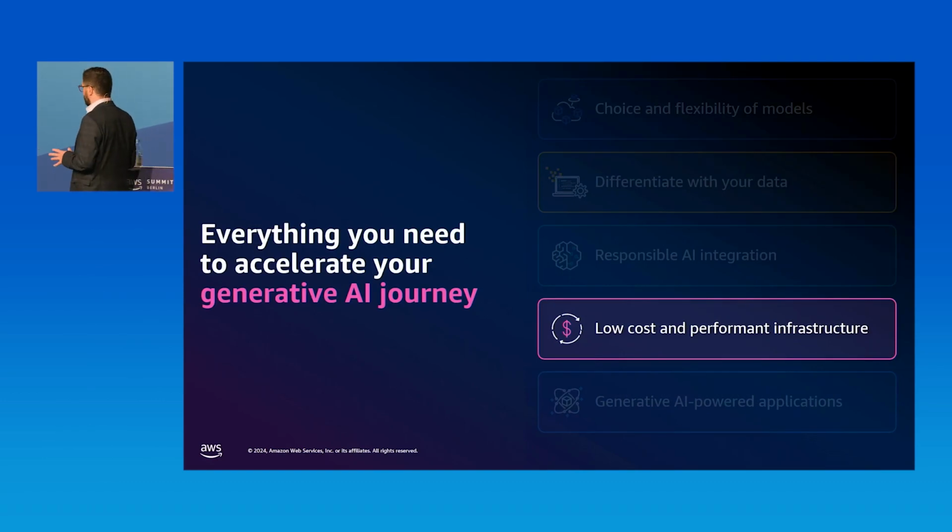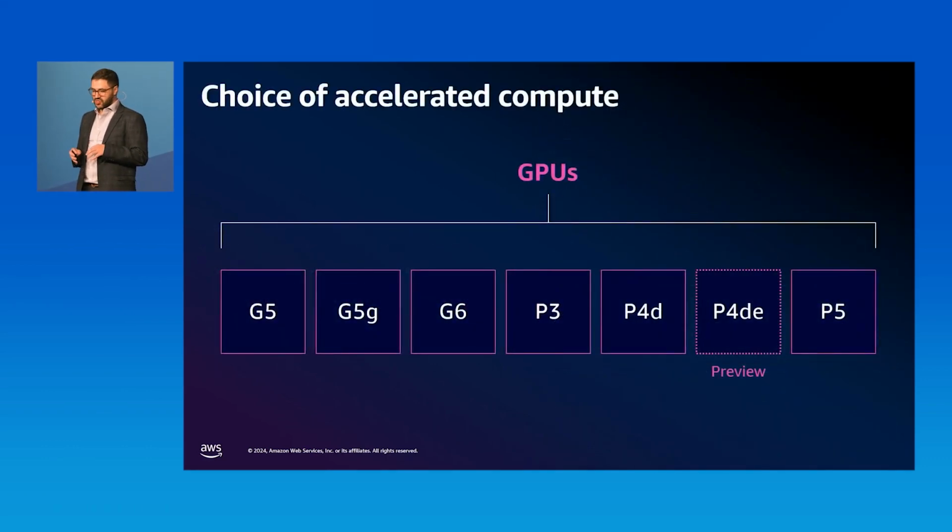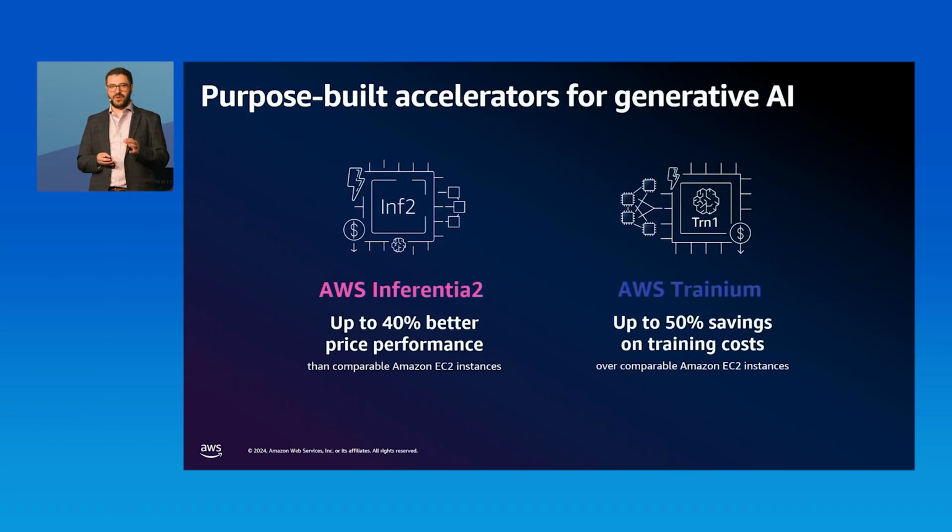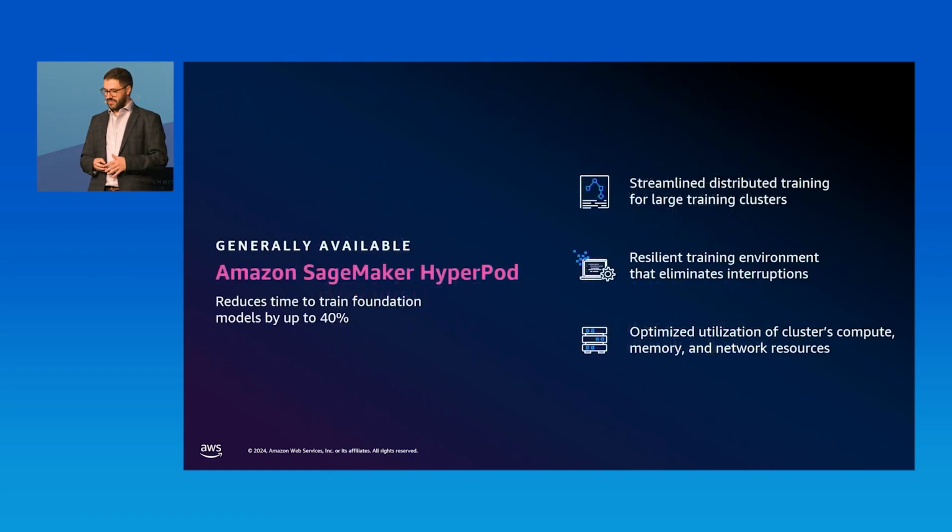Again, this is not possible without a low-cost and performant infrastructure, and there are several ways you can do it as well. You can use your own GPUs, accessing your own compute choice. But also, if you're doing something more complex, like training your foundation models or fine-tuning, you have access to a couple of purpose-built accelerators: one for inference, Inferentia, that is about 40% better, and the other for training, called Trainium, that is up to 50% faster when you're training your own foundation models. If you're training your own foundation models, you can also accelerate it using HyperPod, which was launched a few months ago and is now generally available as well.